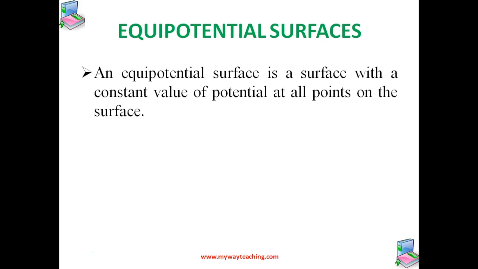Now let us study one more important part, that is equipotential surfaces. What is this equipotential surface? See, this equipotential surface is a surface with constant value of potential at all points of the surface. If you consider the surface, each and every point on that surface has the same potential. That is what an equipotential surface is.